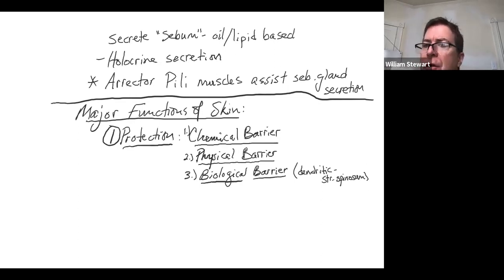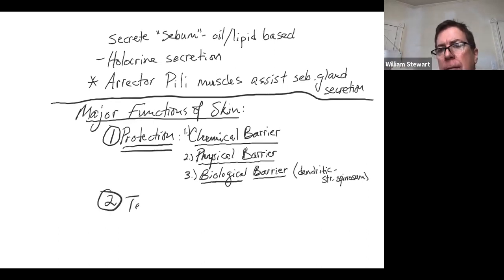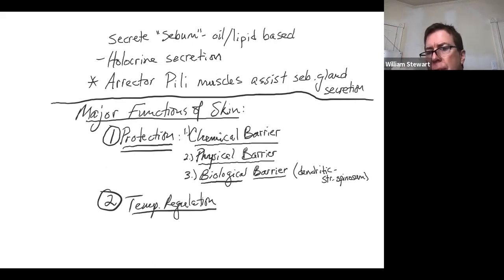Macrophages themselves are found in the dermis. Those are just gobbling up immune cells as well. And finally, DNA converts UV radiation into heat, which provides a biological barrier as well. So that covers protection. Second major function of the skin is temperature regulation. It helps conserve heat through vasoconstriction. So I'm going to write heat conserving.